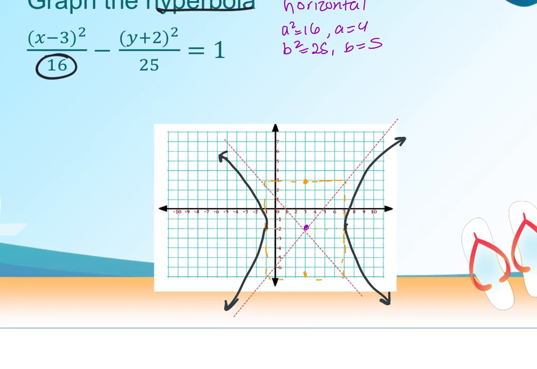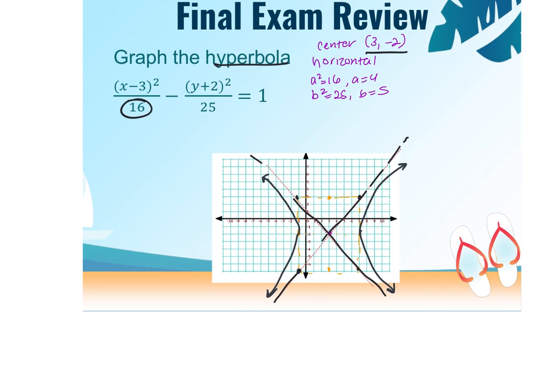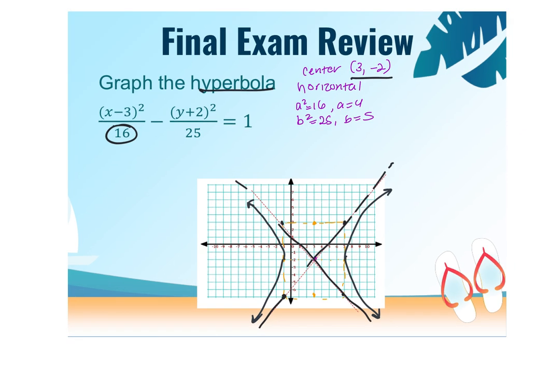And then you want to make yourself your little rectangle that passes through those points. And then through the corners of the rectangle is where we draw the asymptotes. And then because it's horizontal, it's going to point right, left. I make those branches as wide as I can without touching the asymptotes. So again, it's not going to ask you for specific equations of the asymptotes. It's just going to ask you for the graph of the hyperbola.